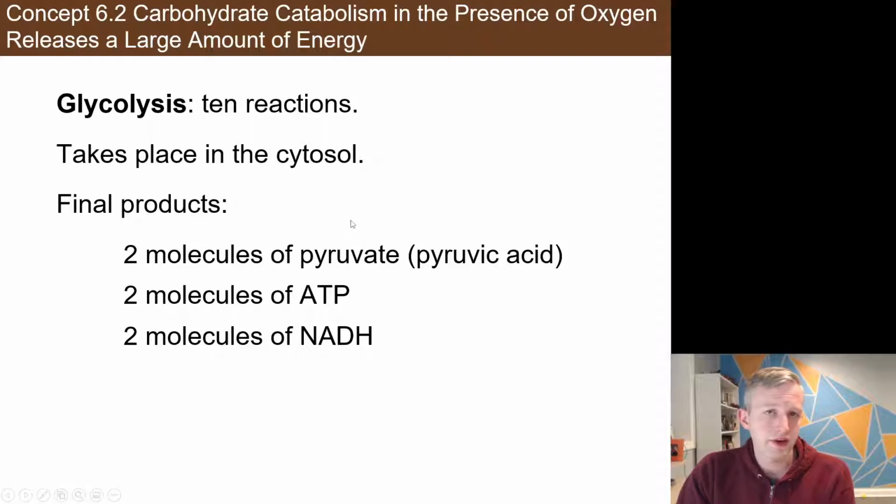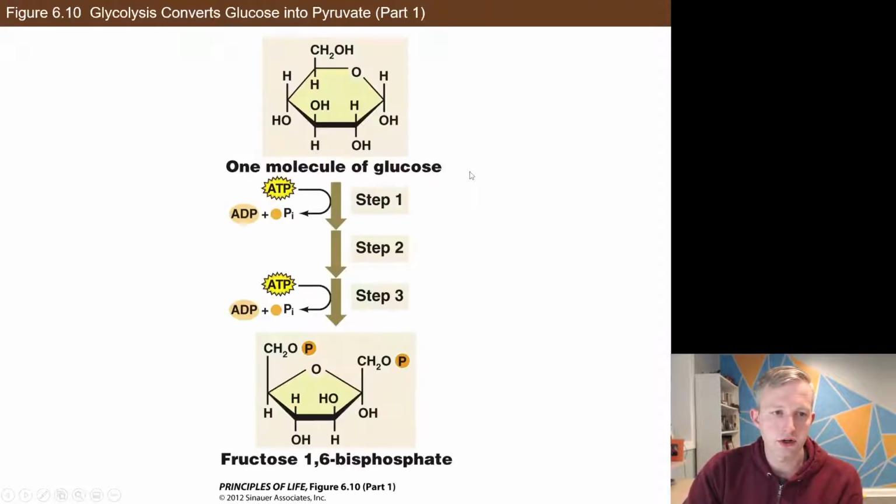Glycolysis is 10 different reactions. It's a lot, and it takes place in the cytoplasm, so in the plasma of the cell. The final products are 2 pyruvates, which are 3-carbon molecules. That should make sense, right? We take a 6-carbon glucose and we turn it into 2 3-carbon pyruvates. It makes 2 ATP and it makes 2 NADH. Remember, that's our electron carrier that has energy potential, which gets utilized in the electron transport chain.